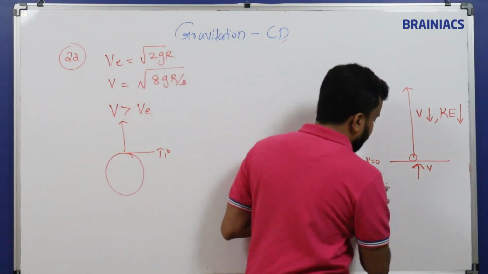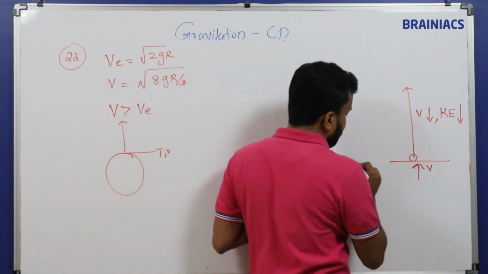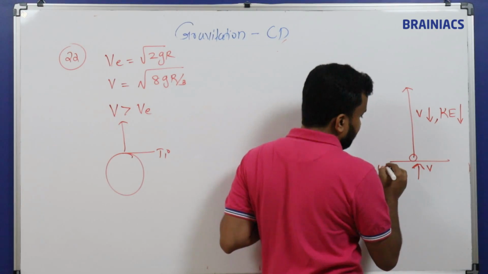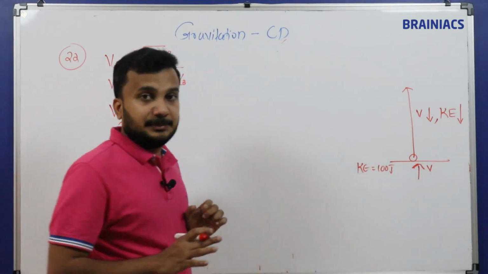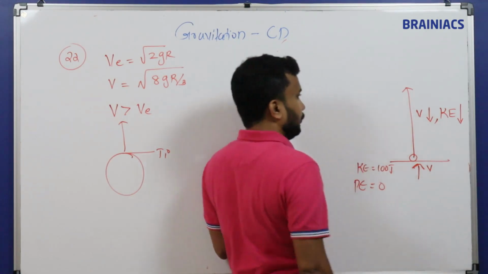Now I am giving a kick, so now I am giving an initial velocity here. For example, I am taking my kinetic energy as 100. Potential energy is mgh. There is no height, so potential energy is equal to 0.